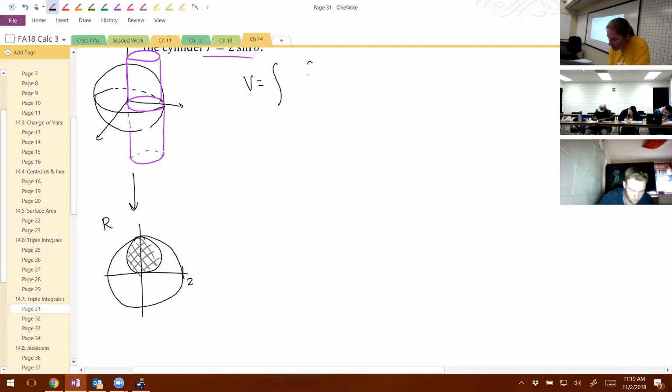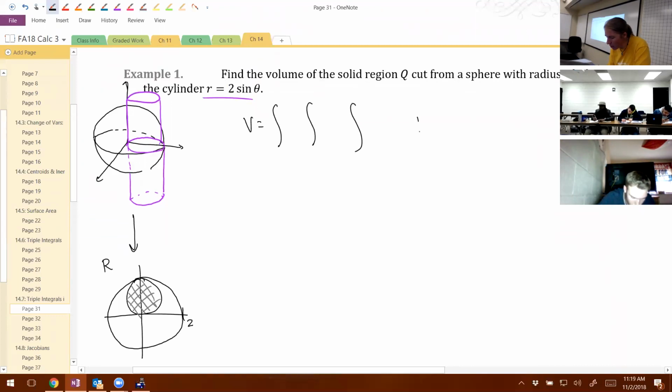So set up limits, we'll leave a bit of space so we have room to go back and write. Volume is always going to have an integrand of 1, but since we're converting to polar coordinates, we have to multiply by r. And then let's stick with dz, dr, d theta, and see if that's good enough. Okay?